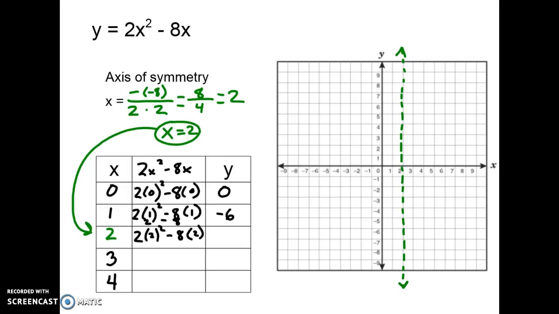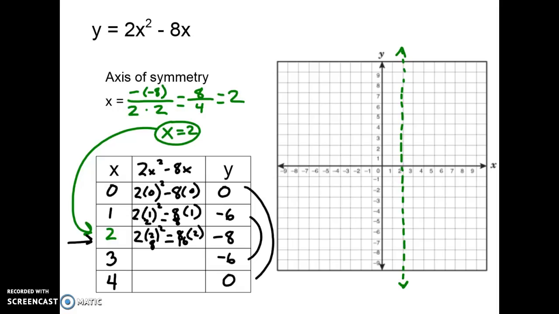So 2 squared would be 4. 4 times 2, this would be 8 minus 8 times 2 is 16. So 8 minus 16, that would be a negative 8. Once again, with our vertex in the middle, we don't have to do any more arithmetic. These will just get rewritten down at the bottom like that. That only works when the vertex is in the middle of the table, because we know parabolas are symmetrical.